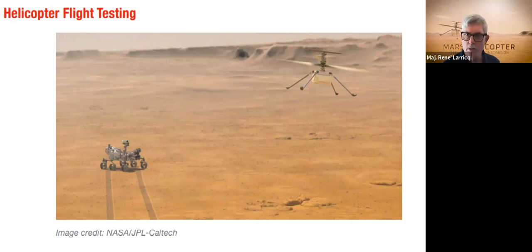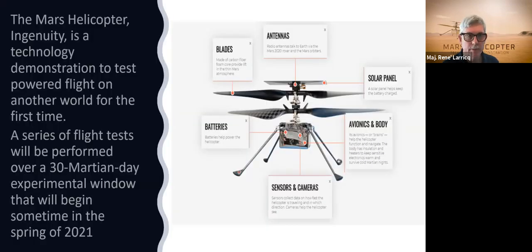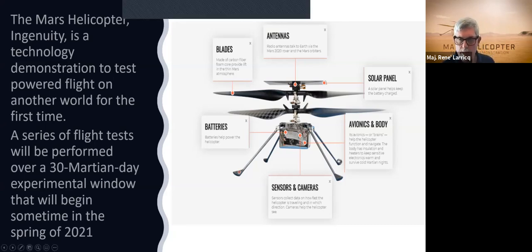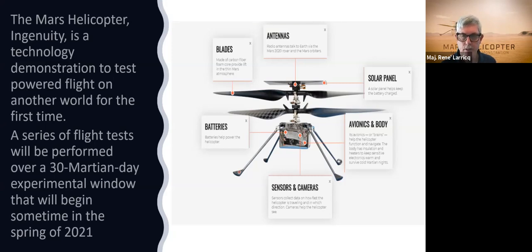Okay, and there's a picture of hopefully what we'll see. It might not be for another month or so before they even get this thing out of the garage and get it ready to fly. But that's what it's going to look like. Their schedule is to hope to accomplish 5 flights within the 30-day Martian day period of time that they have.